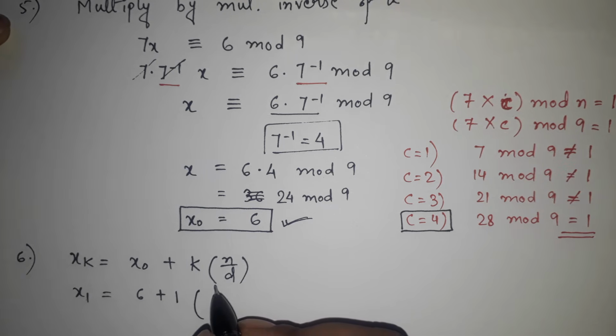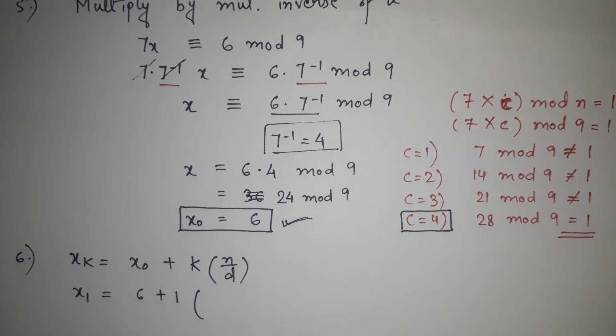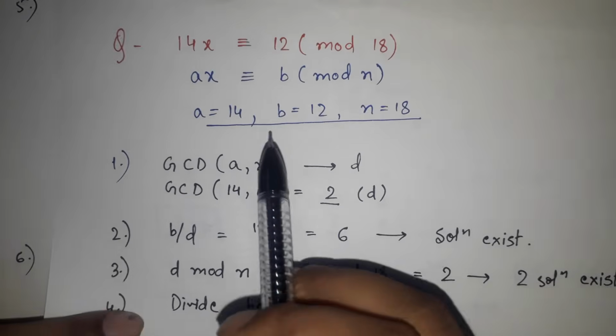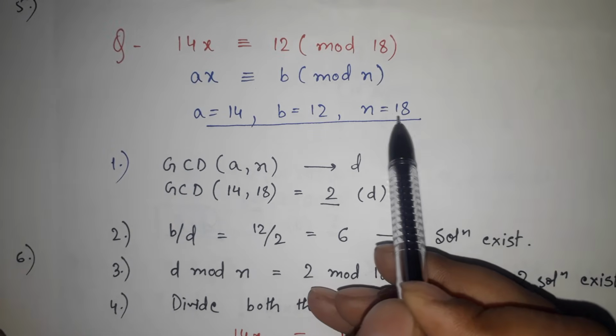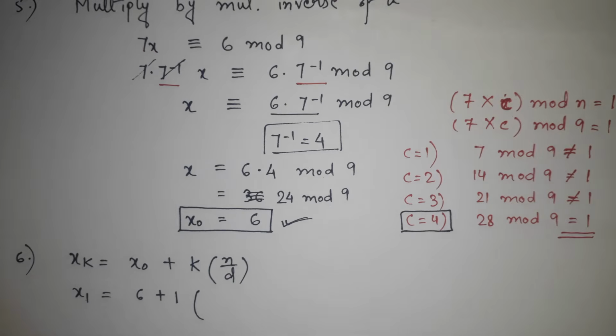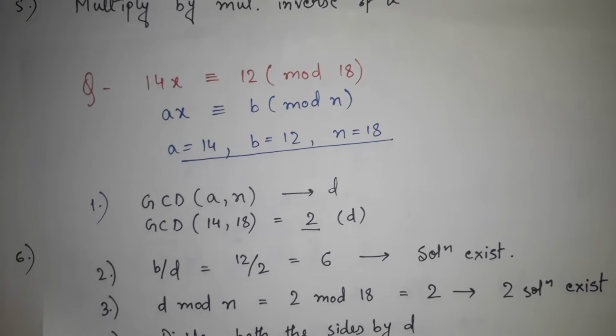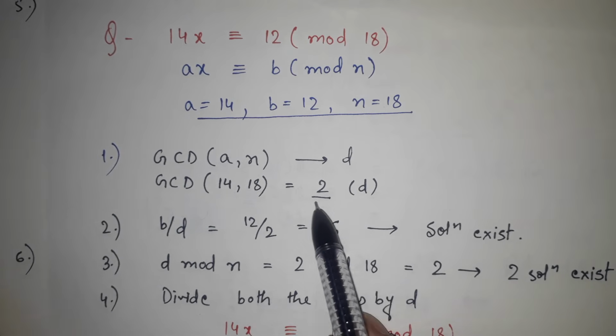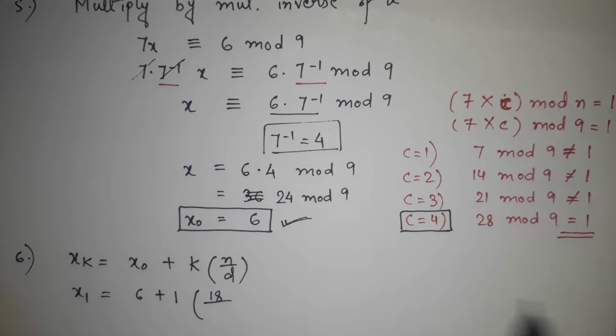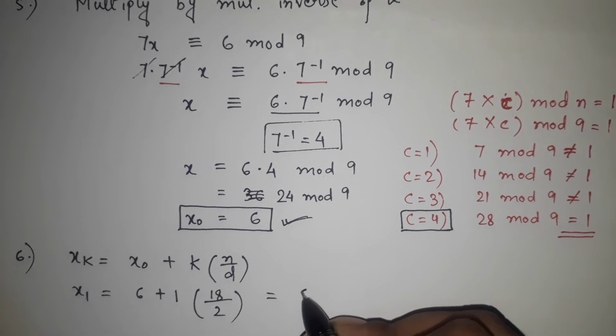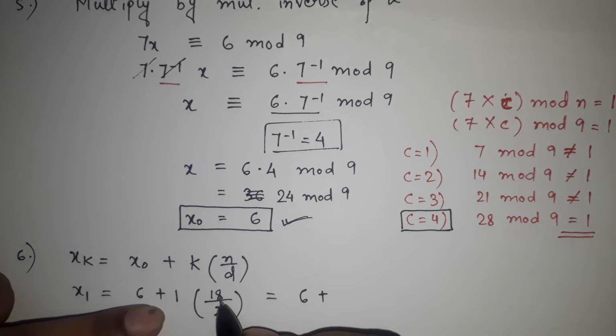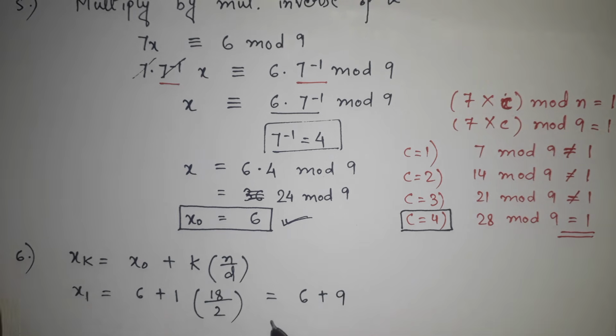Then n divided by d. In our question we had a, b, n, so n was equal to 18, and d we have found out as 2. So here we will get 2. Simple. So x1 is equal to 6 plus 1 into 18 divided by 2, which is 9, that is equal to 15. So you can say that x1 equal to 15.